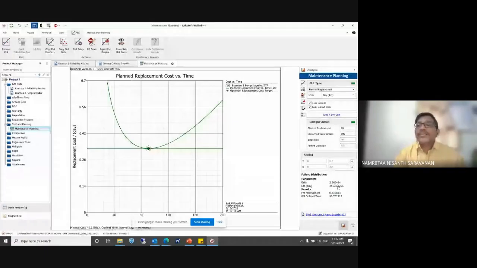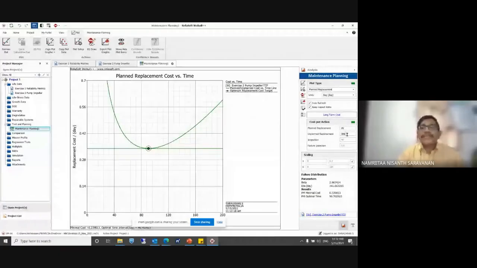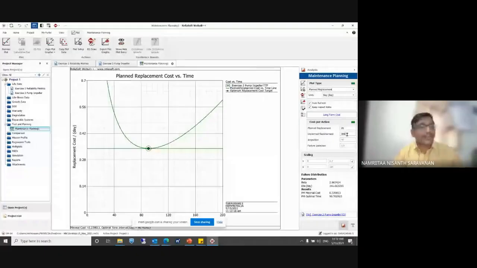So if I change the pump, planned replacement cost is $20 and unplanned replacement cost is $500. Planned replacement means every certain period of time I change the pump, it costs $20. And if I wait for the pump to fail and then change, it costs me $500. Corrective maintenance cost is always huge because of lost production or the unplanned maintenance, so many things. In such a case, what is the optimum time to do maintenance?